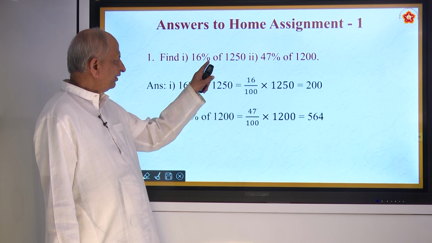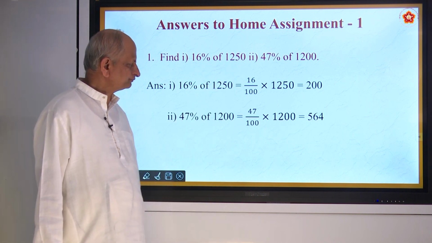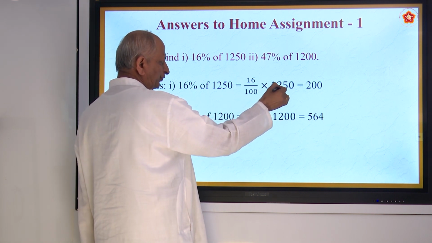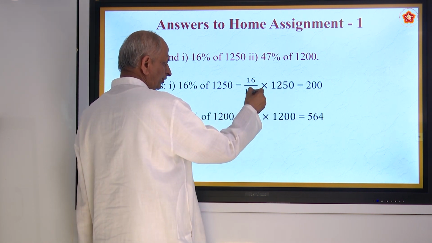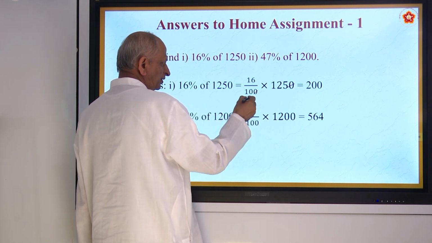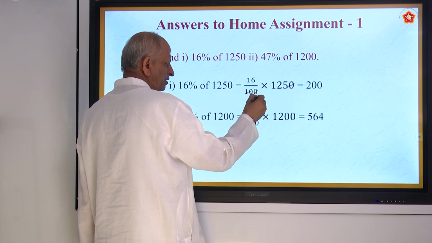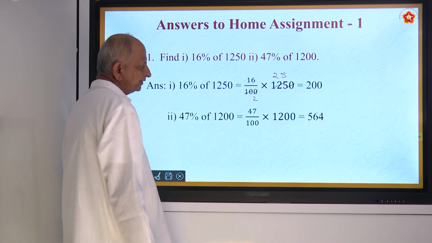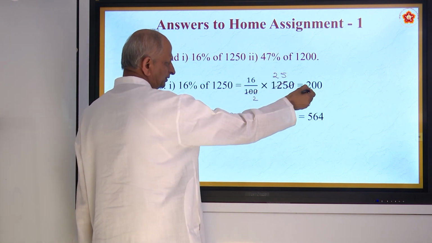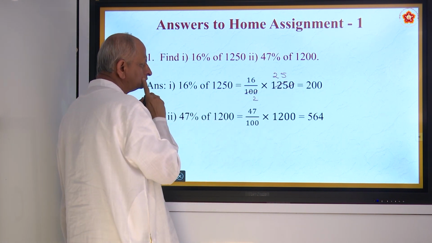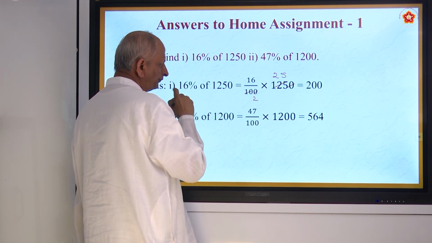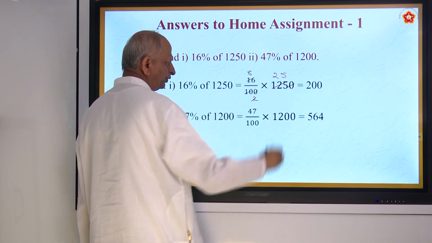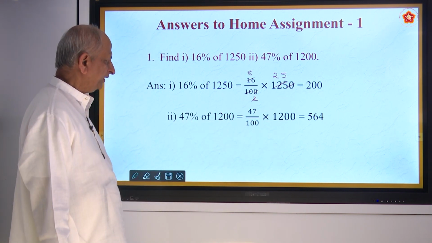Find 16% of 1250. So percent means what? 16 by 100 into 1250. So 0, 0 cancels here. Then you have 5 2s are 10, 25s are 50. Is it not? Multiply with this, you get 200. So 2 1s are 2, 8s are 16. So 25 into 8 becomes 200, right?